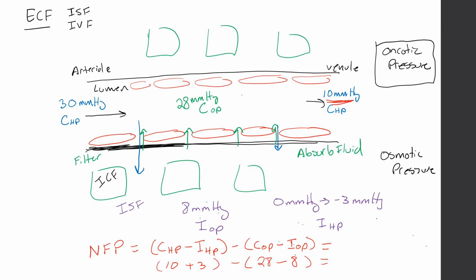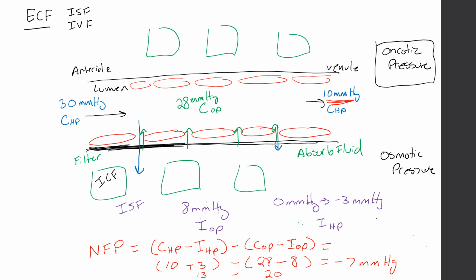We're looking here at the capillary hydrostatic pressure, minus the -3, which is +3. That's going to be 13 minus, and again, the oncotic pressure in the capillary did not change, and the oncotic pressure in the interstitial space did not change. So that's 28 minus the 8 again, so that's 20. So 13 minus 20 comes out to -7 millimeters of mercury. So on the venule side, the net filtration pressure is -7 millimeters of mercury.